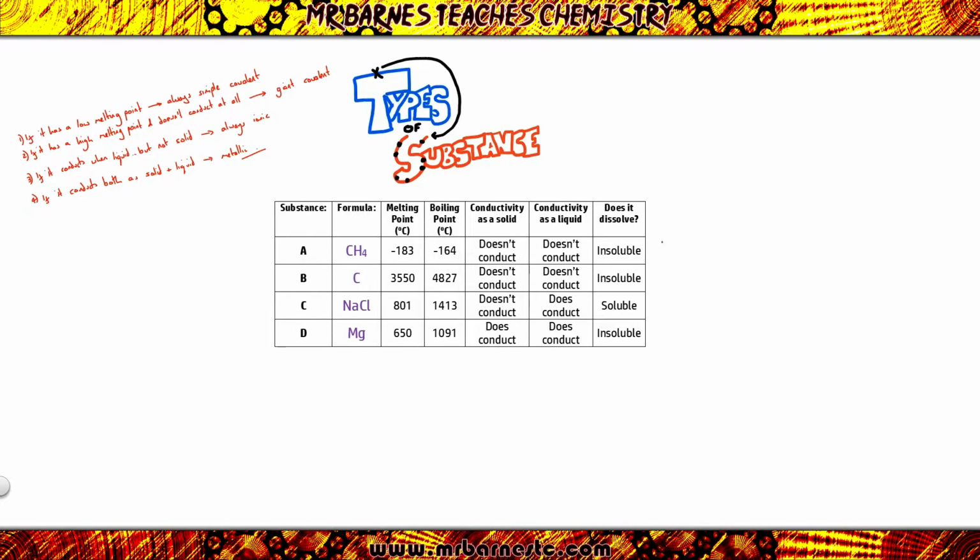So let's have a look at an example table. If we start off with substance A, you can see we've got a low melting point and low boiling point. We don't need to look at any of the other properties. Straight away I can say A is simple covalent.